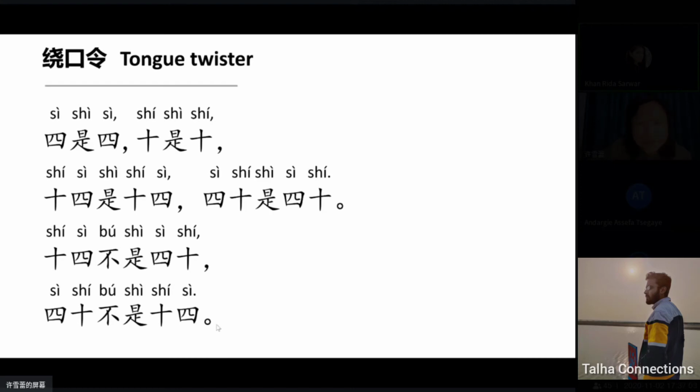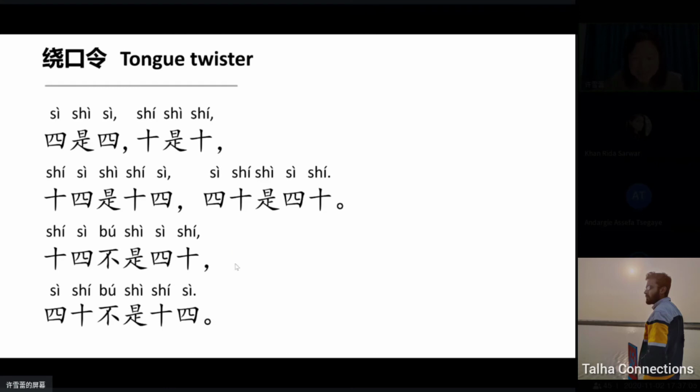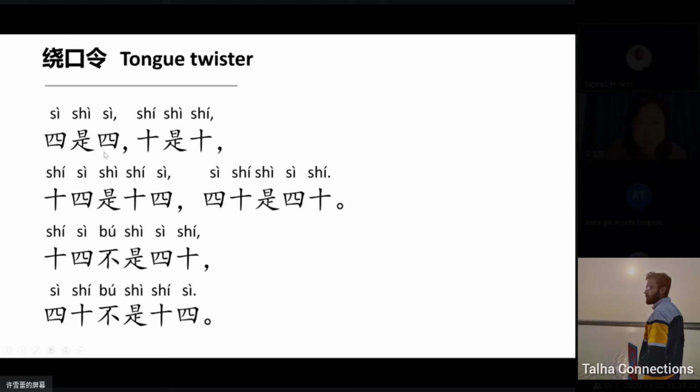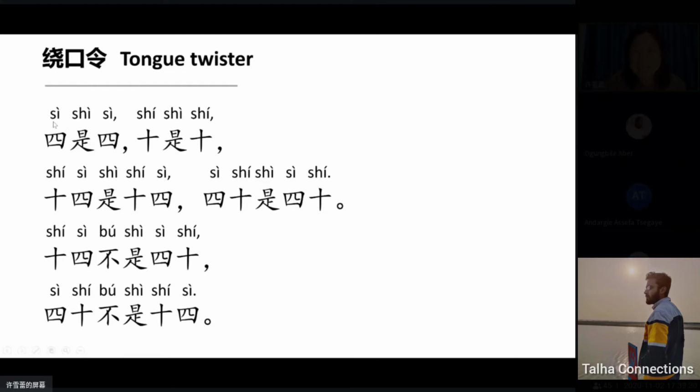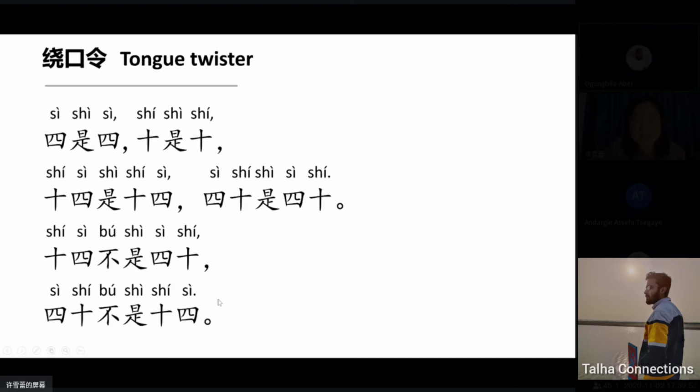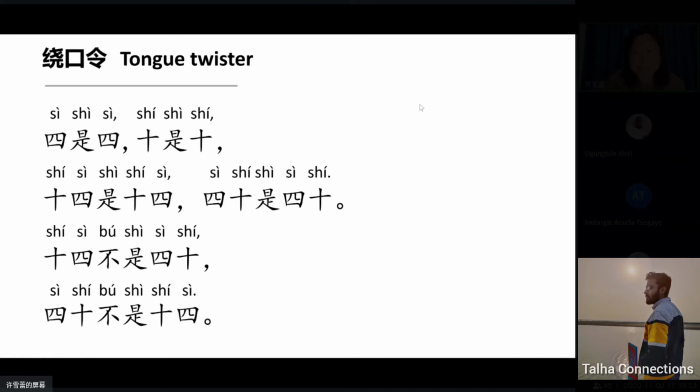Yeah, anybody would like to try reading it in class? The purpose of this tongue twister is to practice 四 and 是. Right. So they are in different tones, and the one initial is 是, the other initial is 思. The one initial is 诗, the other is 思. So we need to differentiate them. All right, that's it for this part.